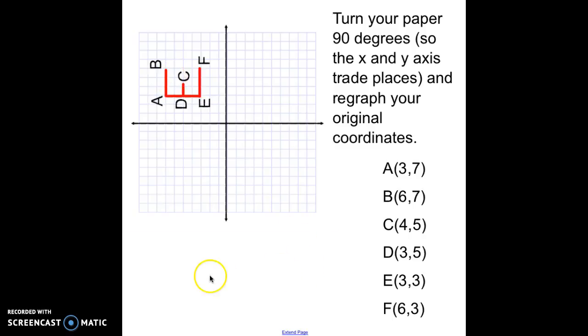Once you do that, you're going to regraph these ordered pairs, pretending that this is a new coordinate plane where this is your y-axis and this is your x-axis. So I'm going to graph 3, 7. I'm going to go over 3, up 1, 2, 3, 4, 5, 6, 7. And there's my new and improved A or A prime.